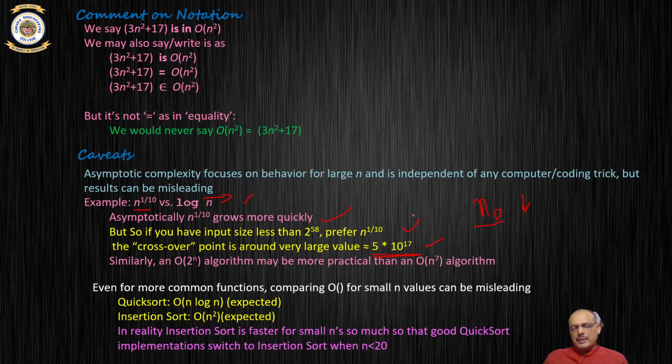So it might happen that this crossover is at a point where, in practice, it might not make sense to use it. You might rather stick to an algorithm which has a complexity of n raised to 1 by 10 rather than log n, because the crossover happens at a point which might not be practical at all. So this is one of the points you need to be aware of while considering the big O and actually using it in real life.